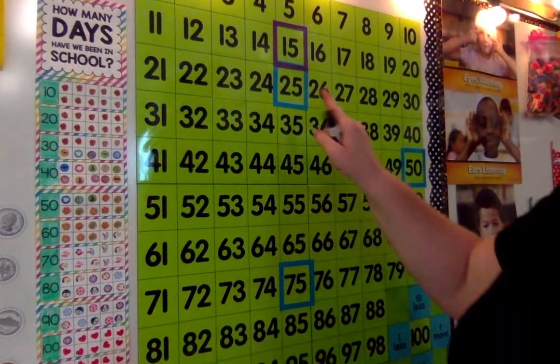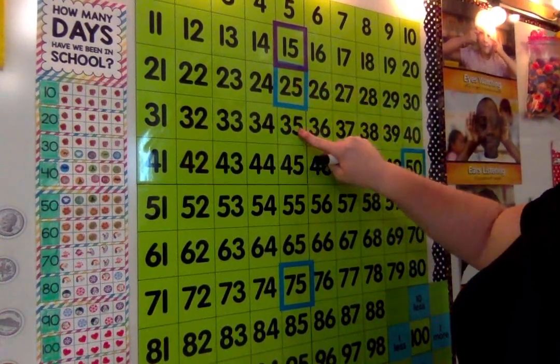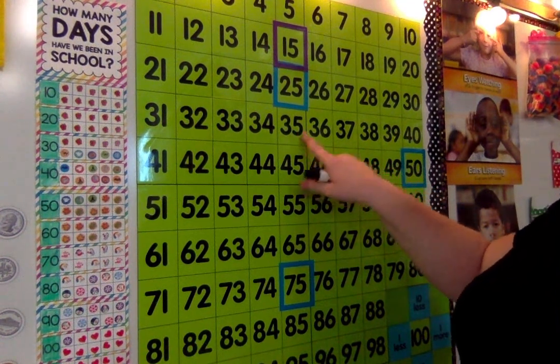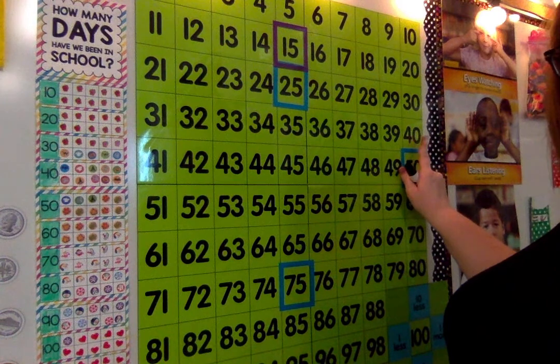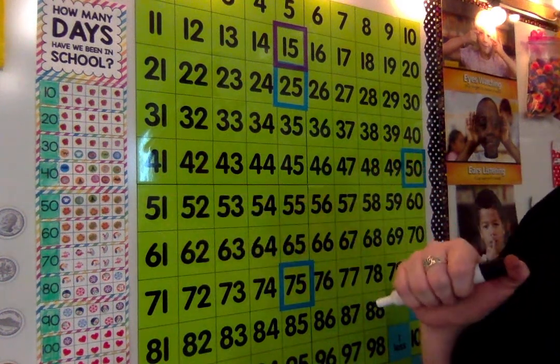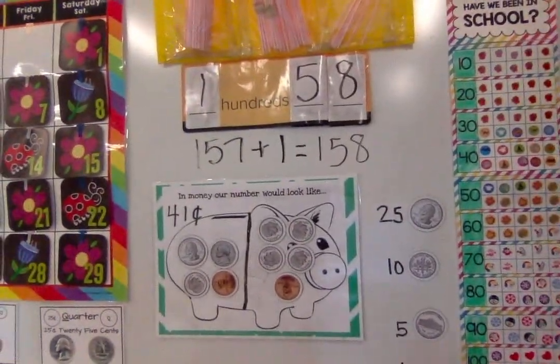Over here I see quarter, dime, nickel, penny. So if I have to remember, 25 is quarter. Dime would be 10 more. So 25, 35. 5 more would be 40. Plus 1 more would be 41. It works. They are both showing 41 cents.